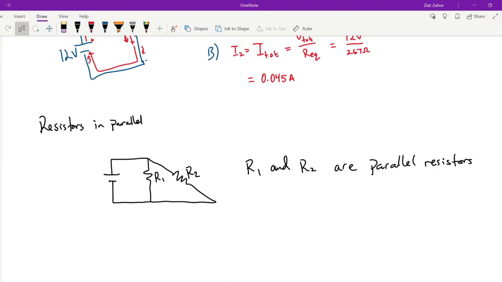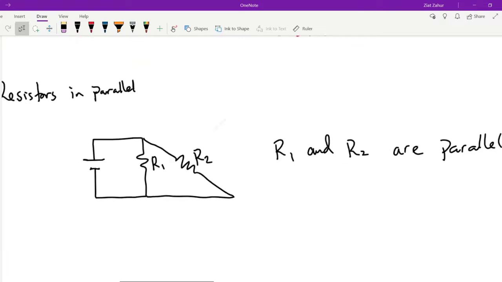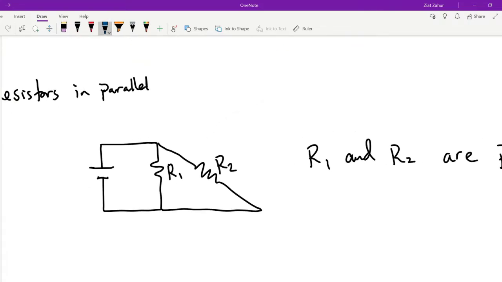Alright, so these are parallel resistors. Parallel has nothing to do with how they're oriented. It's not about being parallel lines. It's more to do with how current splits up. So after the current comes into this junction here, this is a junction, a fork in the road. There we go. Junction.